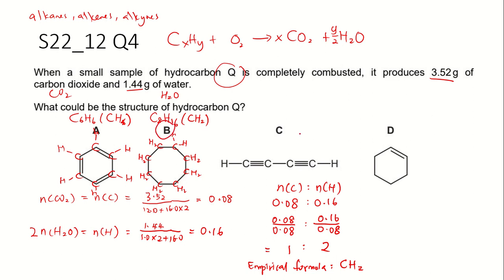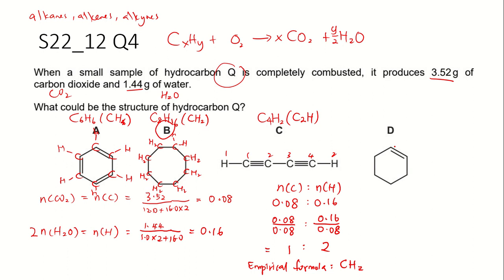Now let's just go through C and D also. C has 1, 2, 3, 4 carbon. C4, 2 hydrogen, H2. That gives us empirical formula of C2H, which is not the same as the empirical formula that we found just now.